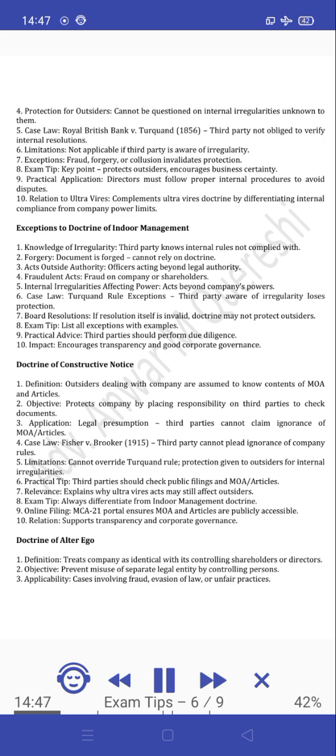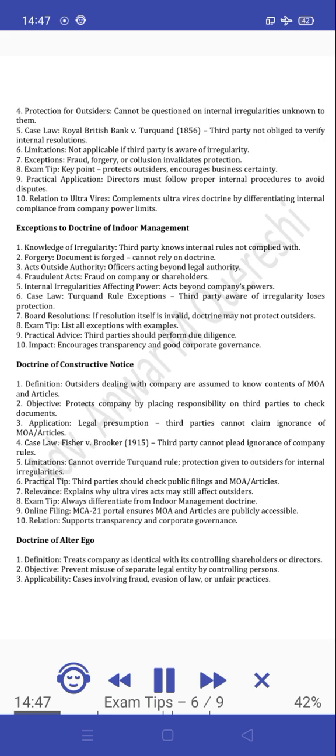Outsiders dealing with a company are assumed to know the contents of the MOA and articles. 2. Objective. Protects the company by placing responsibility on third parties to check documents. 3. Application. Legal presumption. Third parties cannot claim ignorance of MOA and articles. 4. Case law. Fisher vs. Brooker 1915. A third party cannot plead ignorance of company rules.